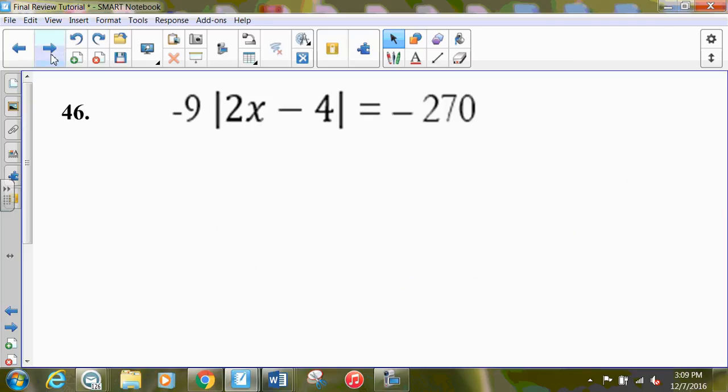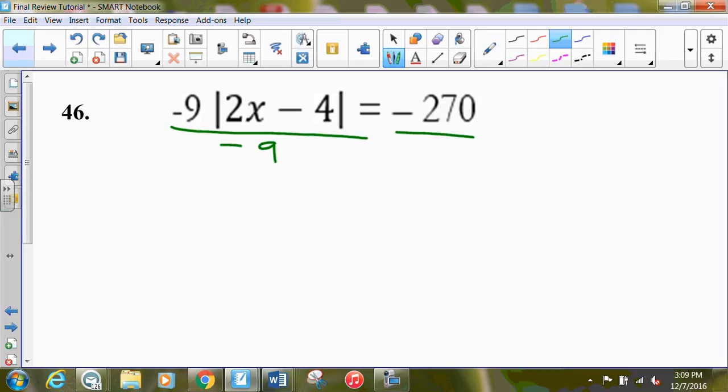And yes, is it true? Is this our last one? Yay! All right, before we can set up our two equations, we have to get the absolute value all alone on the left side. And to do so, we've got to divide both sides by negative 9. Then we've got the absolute value alone. So that's going to equal what?